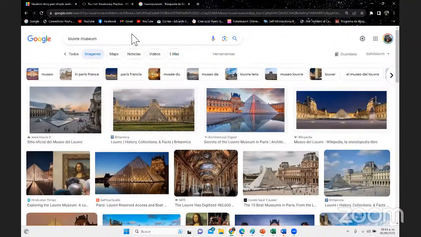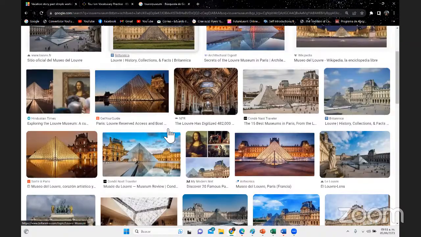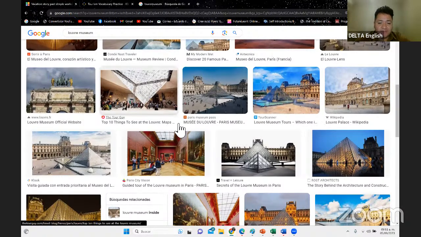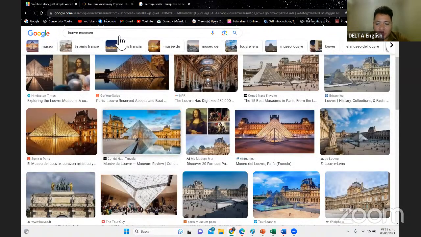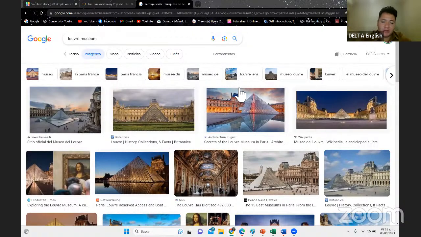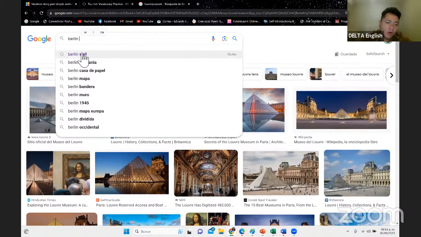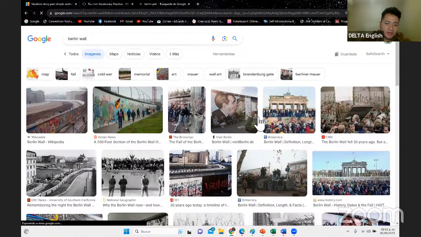Landmark is lugares icónicos. They are not only monuments. They can be monuments, buildings, places. Because monument is only monumental, but a landmark can be even natural things. A very iconic landmark in the Himalayas is Mount Everest. So it can be anything that is iconic to visit. In Berlin, for example, the Berlin Wall, El Muro de Berlín.